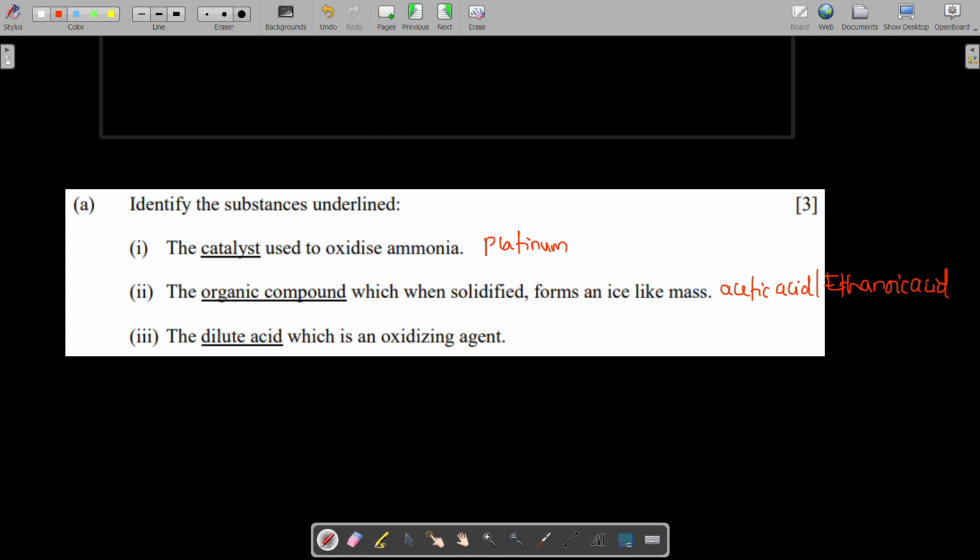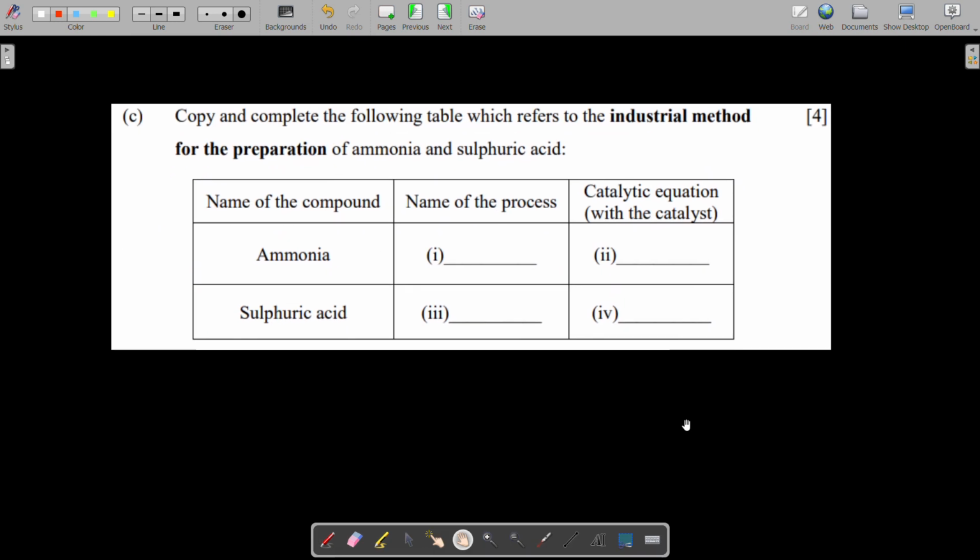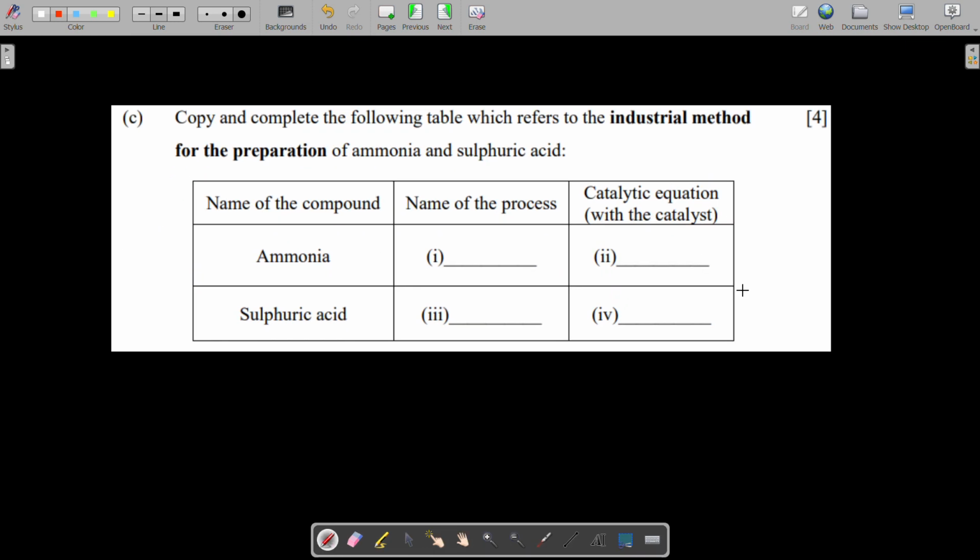The dilute acid which is an oxidizing agent is dilute nitric acid. Dilute sulfuric acid is not an oxidizing agent. HCl is not at all an oxidizing agent. So this I also consider as fill in the blanks only.